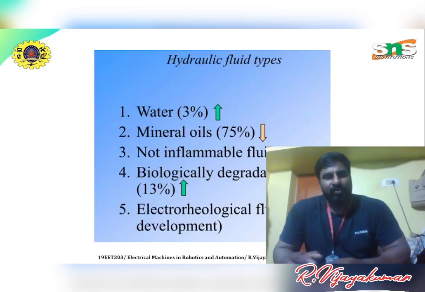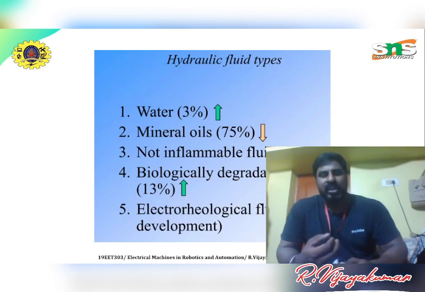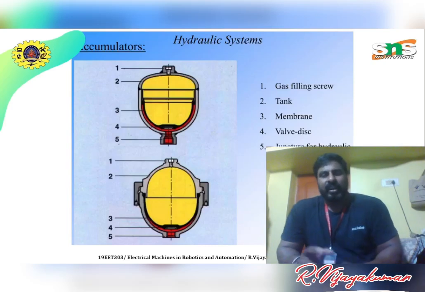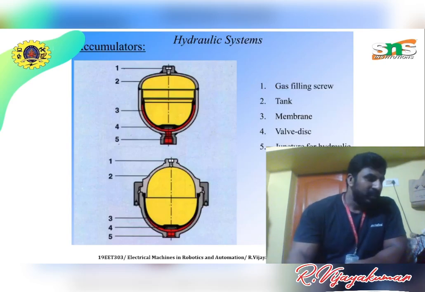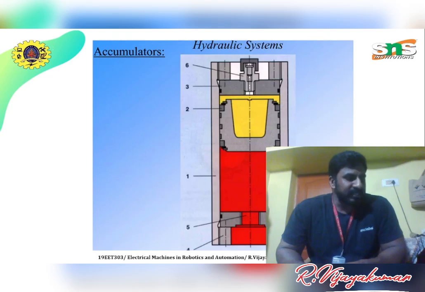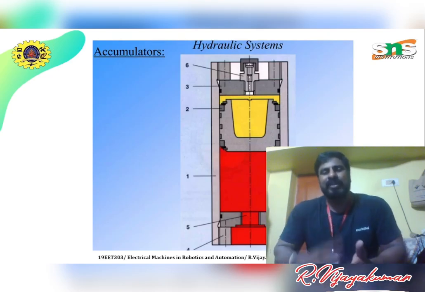Hydraulic fluid types: water is 3%, mineral oils 75%, non-inflammable fluids 9%, biologically degradable fluids 13%, and electrorheological fluids are in development. The hydraulic system components include a gas filling screw, tank, membrane, valve disc, and the structure of the hydraulic systems. This is an example of a hydraulic system. This will give more power with the help of a low pressure valve.